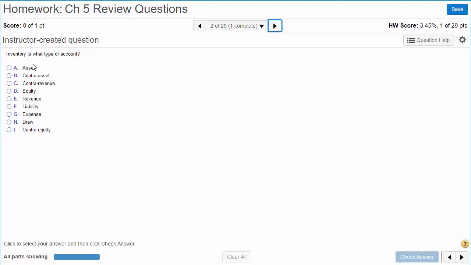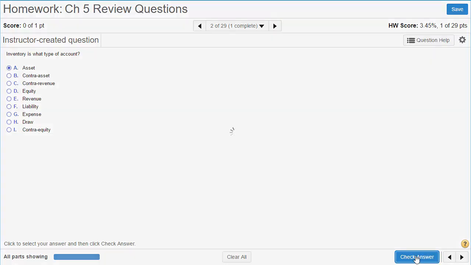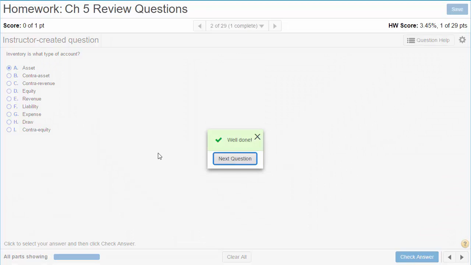Number 2, inventory is what type of an account? It's an asset account, and specifically it's a current asset, but we didn't get that picky. It's an asset because it has a future value. So until inventory is sold, it is an asset and it counts on our balance sheet as an asset. It does not lower our profit by counting as an expense until we sell it.